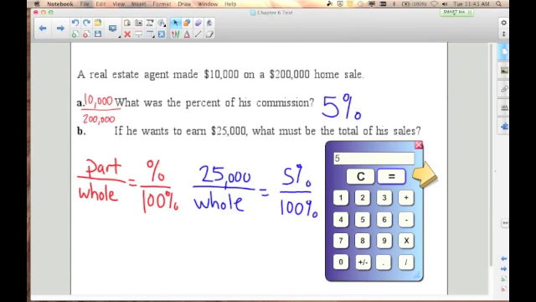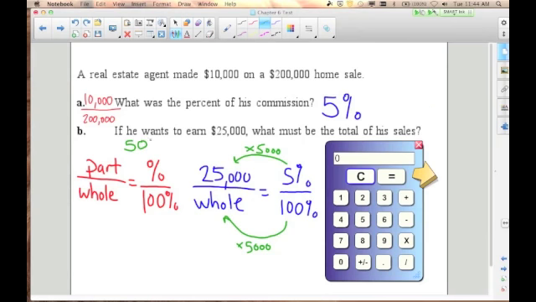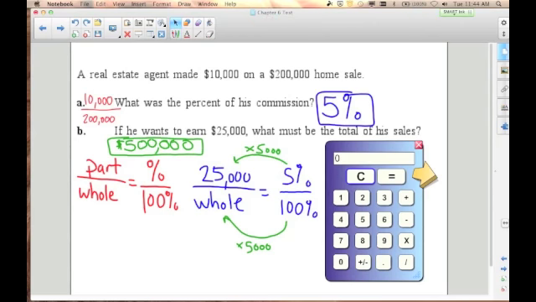Okay? So I can set this up as a part to a whole equal to the 5% from part A over 100%. And then to get from 5% to 25,000, I multiply that by 5,000. I do the same thing to the bottom to make an equivalent ratio. And it's going to be $500,000 in sales if he wants to make $25,000.